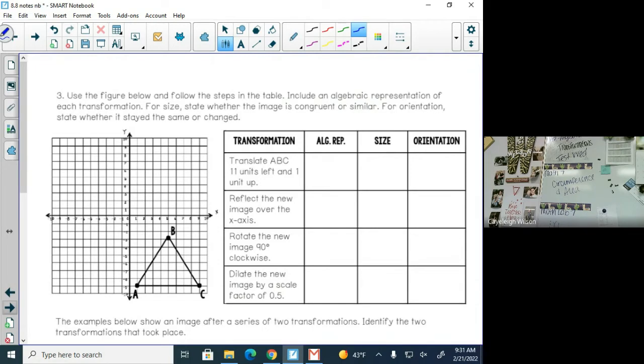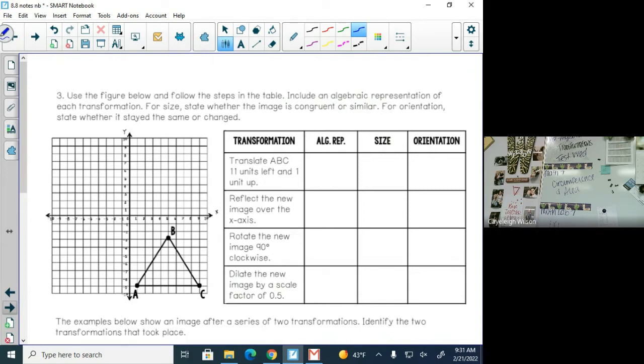All right, so moving on to here. We're going to do some graphing practice. It says, use the figure below and follow the steps of the table. Include an algebraic representation of each transformation. For size, state whether the image is congruent or similar. For orientation, state whether it stayed the same or changed.